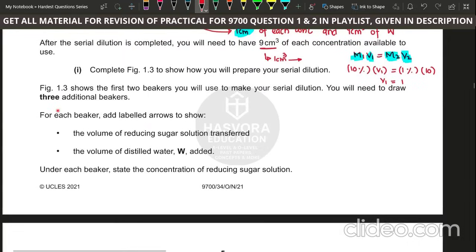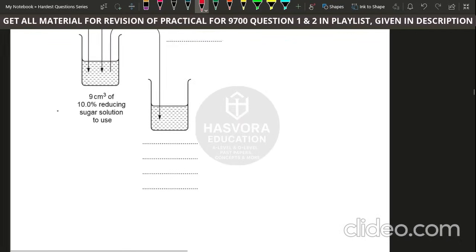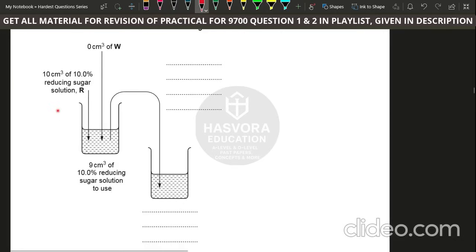Complete figure 1.3 to show how you will prepare your serial dilution. Figure 1.3 shows your first two beakers you will use to make your serial dilution. You will need to draw 3 additional beakers. For each beaker, add labeled arrows to show the volume of reducing sugar solution transferred, so actually it will be 1%, and the volume of the distilled water added, so it will be 9 cm cube. Under each beaker, state the concentration. Now these are 3 easy marks, you just have to draw it. I have shown multiple times how you have to do it, so let's just do it now.